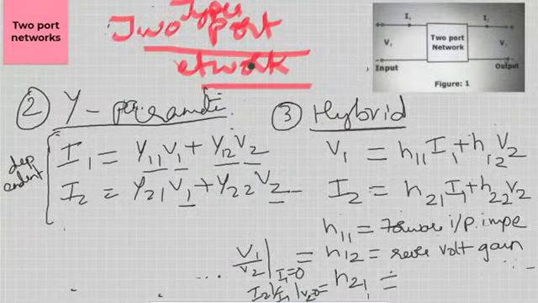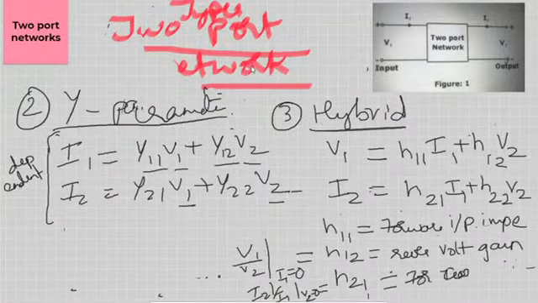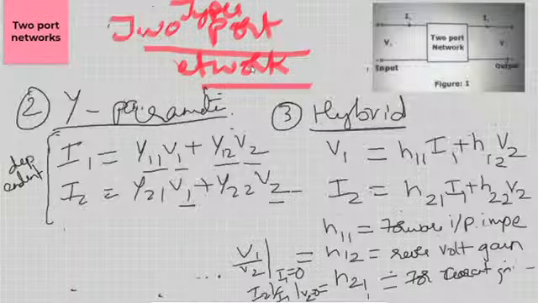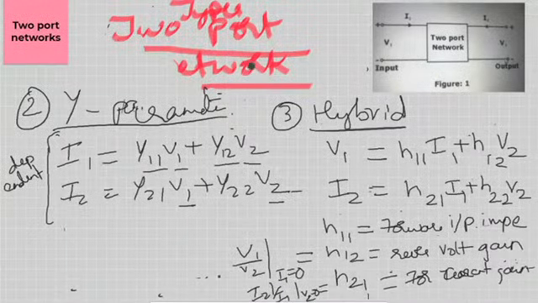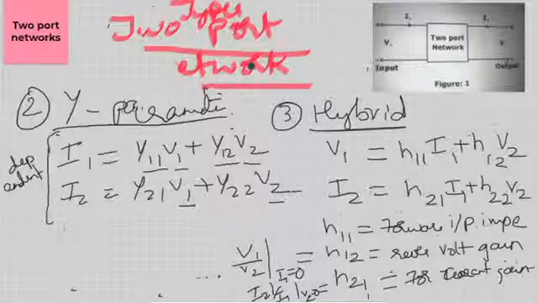So what is this? This is forward current gain. Okay, so when I1 is 0, what you will get is I2 by V2, which is the output admittance.